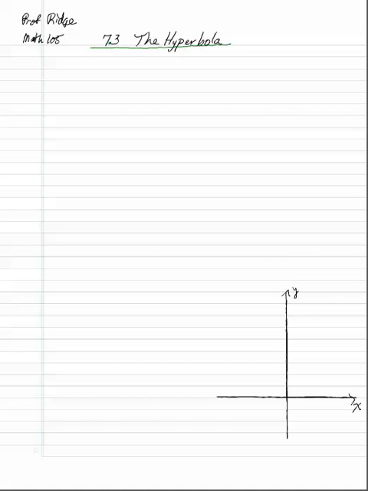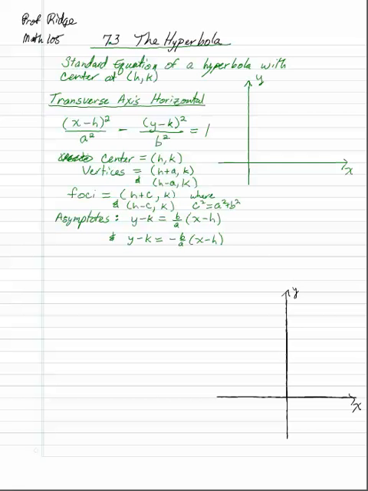Now there's a lot of similarities between the hyperbola and the ellipse as far as the equation goes. So we're going to skip the first one and just go straight to the standard equation with the center at (h, k). Again, there's a lot of similarities with doing the ellipse. Okay, so here we have (h, k) as the center.